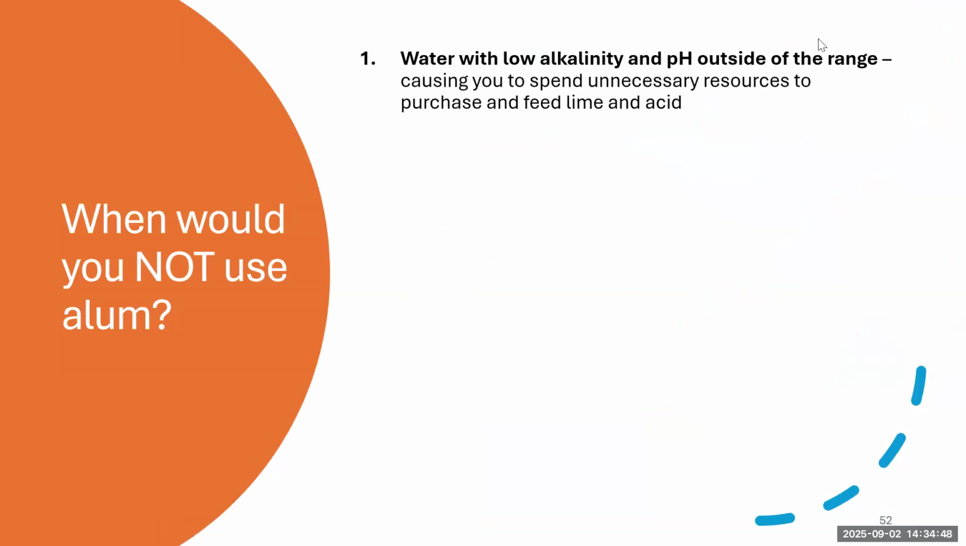Another question here is, alum is the most common, most widely used coagulant, but when would we not use it? Well, just like the example we saw, we have a low alkalinity and a pH that was kind of outside of the ideal range. So you have to spend some unnecessary resources to purchase, feed, and store all those chemicals. You have acid, which is a hazardous chemical.